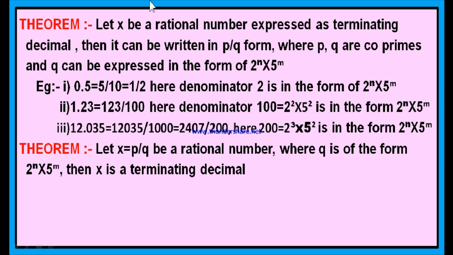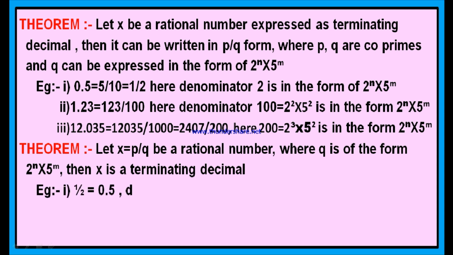In the previous theorem, we were given a terminating decimal and we converted it into p by q form. Now, we are given the rational number in p by q form. If we convert this into decimal form, then you will get a terminating decimal, provided the denominator q is in the form of 2 power n into 5 power m. Understood? Look here again. If you are given a rational number in the form of p by q, where the denominator of the fraction is in the form of 2 power n into 5 power m, if you convert this into a decimal number, you will get a terminating decimal.